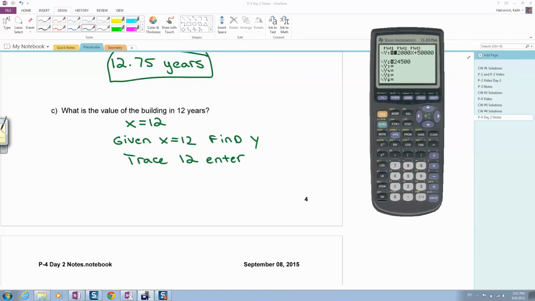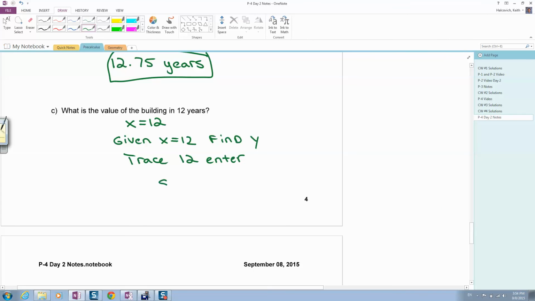So come up here, we eliminate the y sub 2, because remember that's what we're trying to find. So now we graph it, same domain and range, and then we just go trace 12, enter. And so it was worth $26,000 after 12 years.